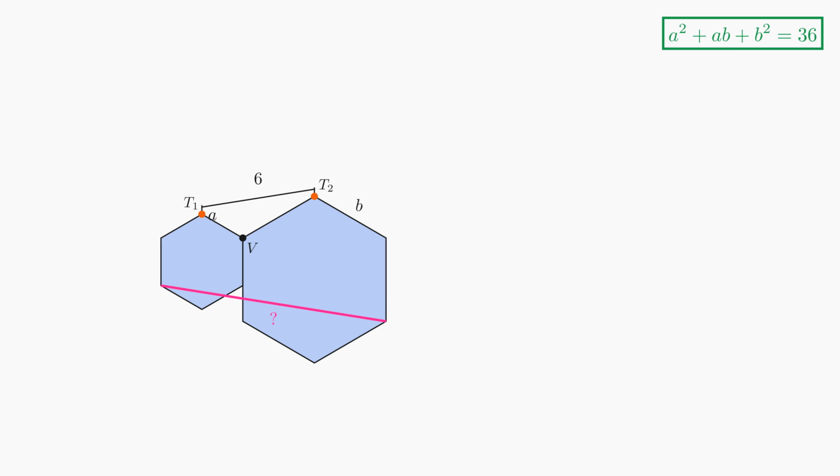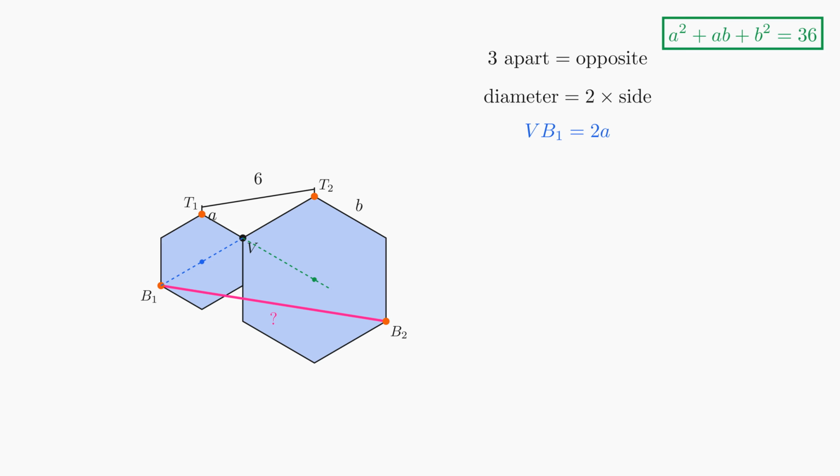We need its endpoints. The bottom left vertex of the smaller hexagon is B1. The bottom right vertex of the larger hexagon is B2. In the smaller hexagon, B1 is the lower left vertex. Counting around the hexagon, V and B1 are 3 vertices apart. In a hexagon, vertices that are 3 apart are called opposite vertices. The distance between opposite vertices is the hexagon's diameter. The diameter equals twice the side length because it passes through the center. So the distance from V to B1 equals 2a.